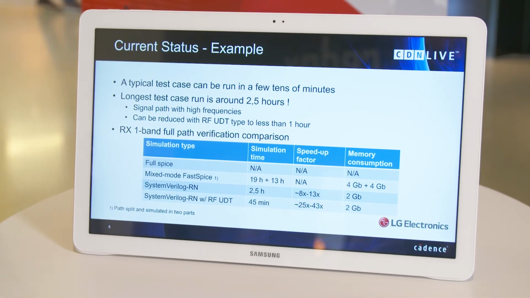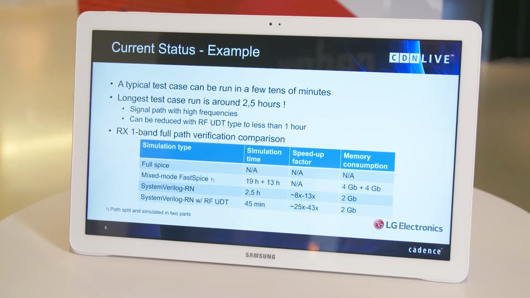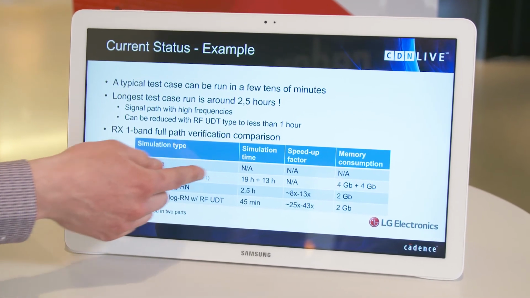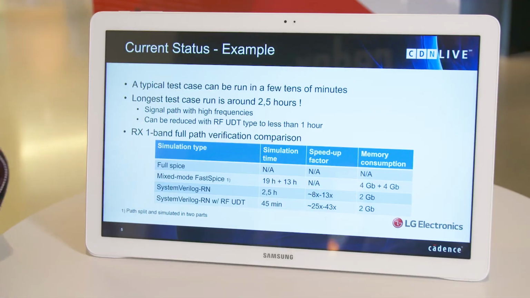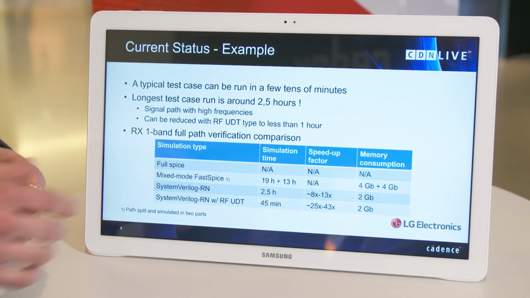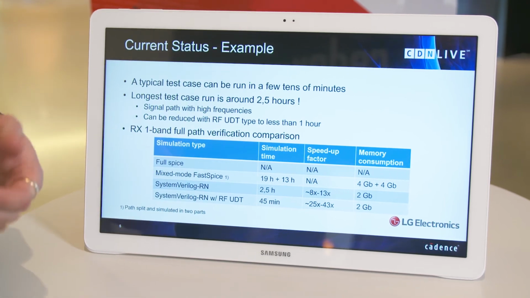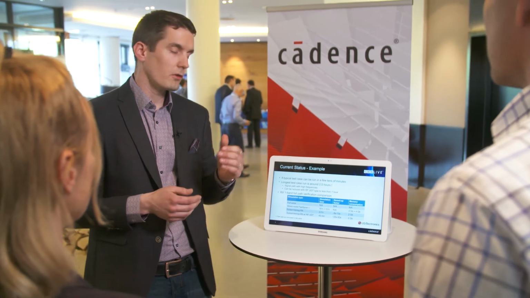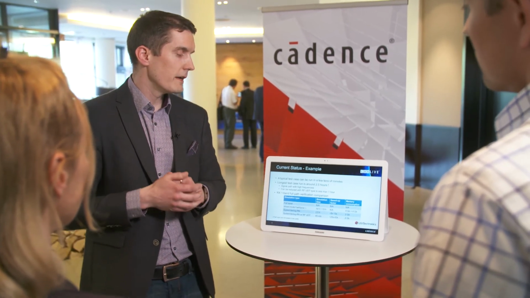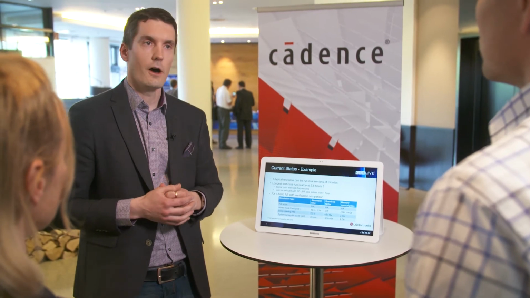So, where are we? We have a typical test case using this methodology that we run in a few tens of minutes. And the longest test case without the UDT modification is around 2.5 hours, which is already pretty good compared to a full day or several days of fast-SPICE simulation. But when we use the UDT, especially on the RF signals, we actually get down to less than an hour of simulation time, and this is the heaviest simulation, so to speak. So this is what we have developed.